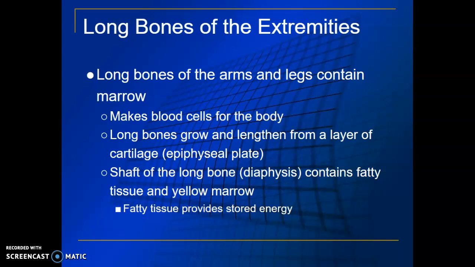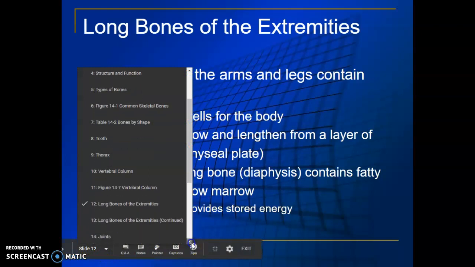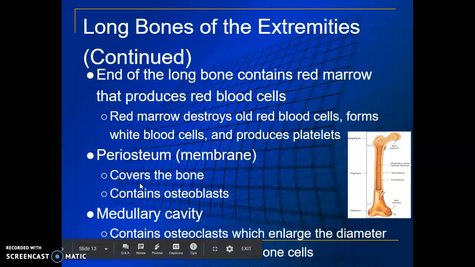And then the shaft of the long bone, or the diaphysis, contains fatty tissue and yellow bone marrow. And then fatty tissue is important because it does store energy. And our bodies use fat for energy. And a very efficient body uses fat regularly for energy. An inefficient body tends to use more carbohydrates.